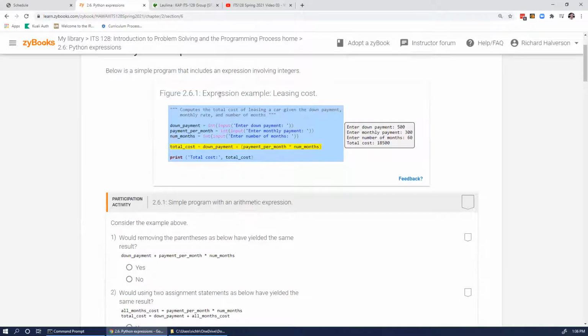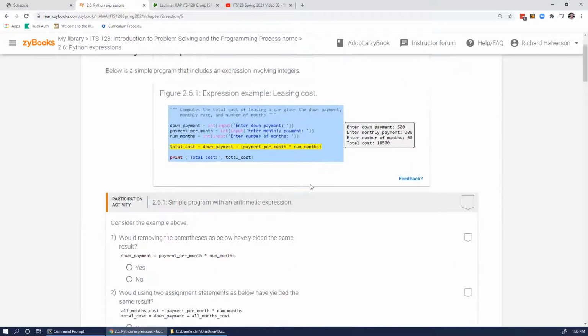Here's an example where you're asking for a down payment number, a payments per month, and a number of months, and this computes the total cost. It's the down payment plus the payments per month times the number of months, obviously. You're paying $350 a month for 60 months, and you multiply that together, and that's the total amount. But there was also a down payment. And then this prints it out.